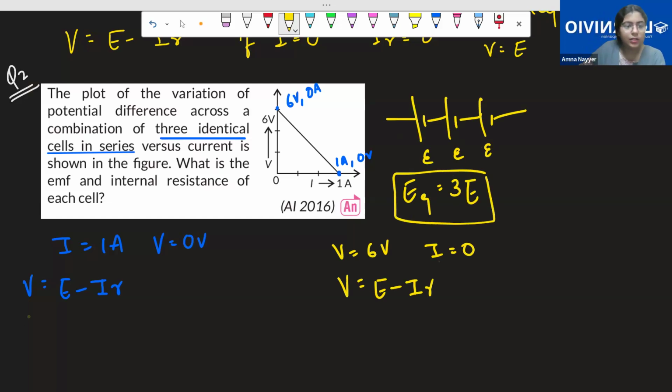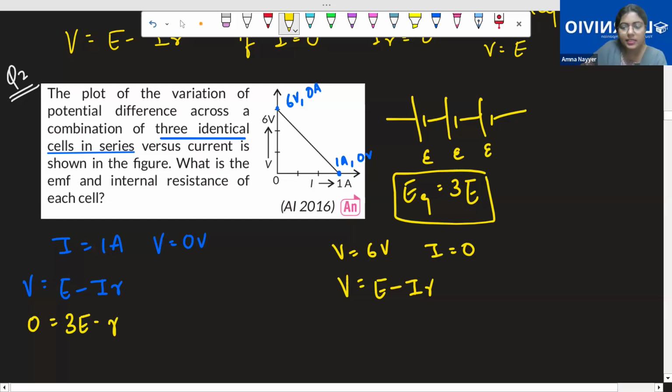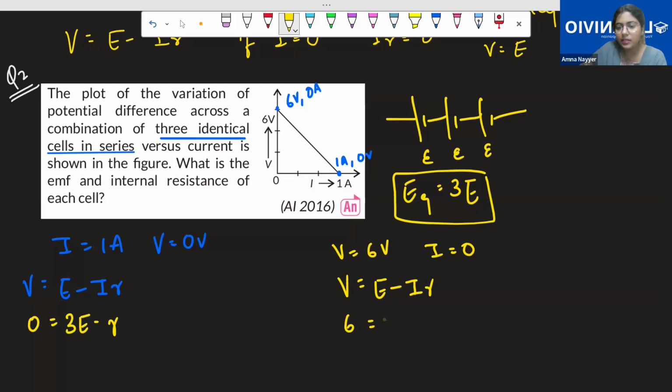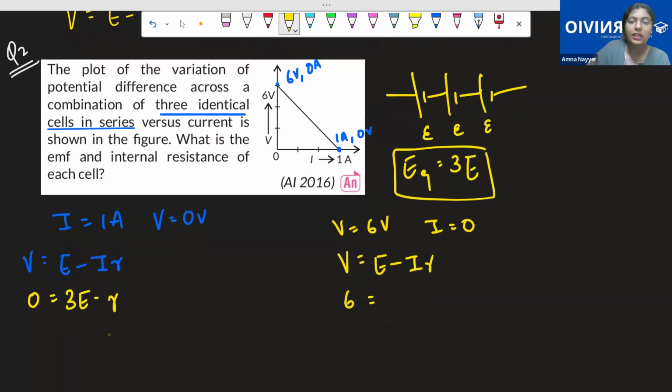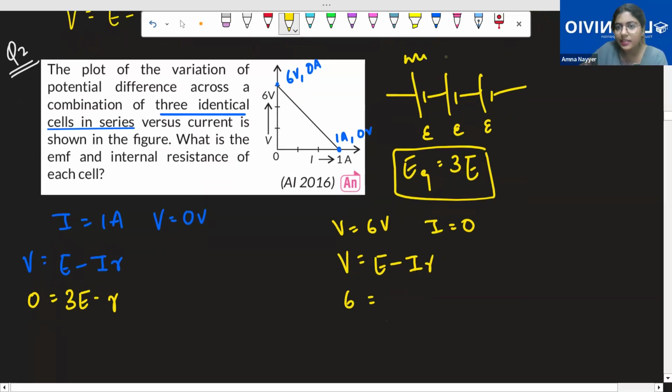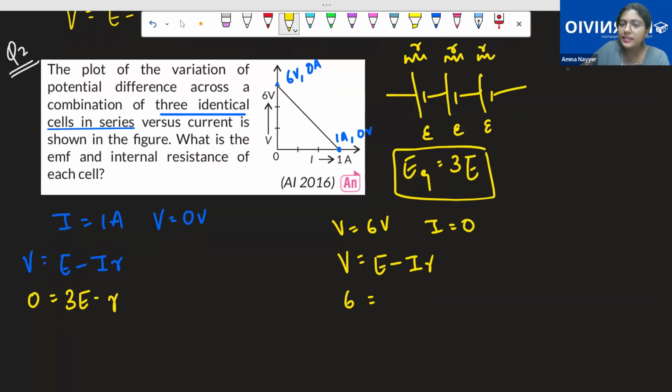Here it is 3. Now if I say voltage is 0, this is 3E minus current is 1, this is equal to R. And from here this is equal to 6. Voltage is 6, right? Is equal to E. We'll have to calculate first. Now, see, along with every cell, there are resistors, so these resistors in series will also give equivalent resistance as 3R. Now, why is this? Again, this is a part of the next portion.